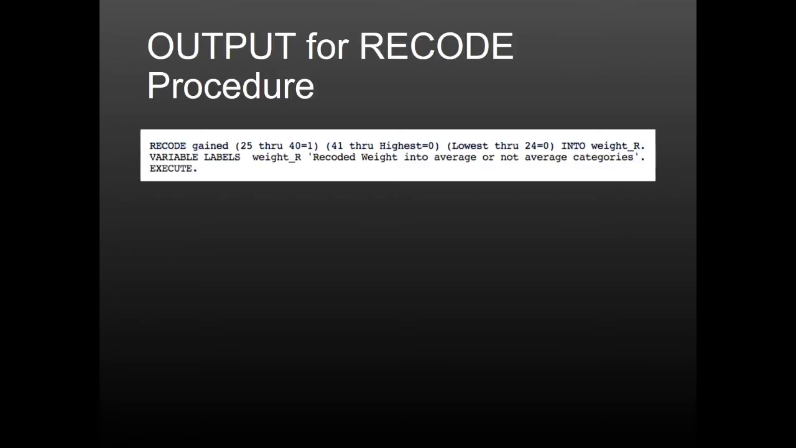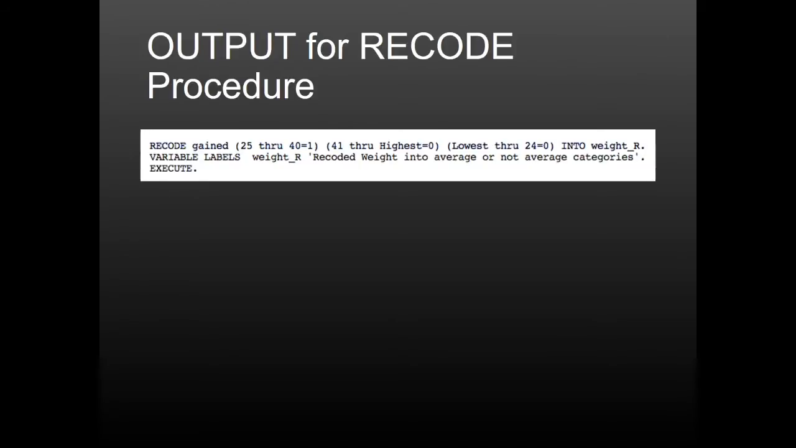The output for the recode procedure is in the SPSS syntax language. So it's the recode gained. So we're recoding the variable gained. The values 25 through 40 are going to be the first category. The values 41 and higher are going to be 0. The lowest value through 24 is also going to be 0. And those values from that original variable will be transformed into weight underscore R. Since I added a variable label in that first dialog box, it gives me that information here as well.